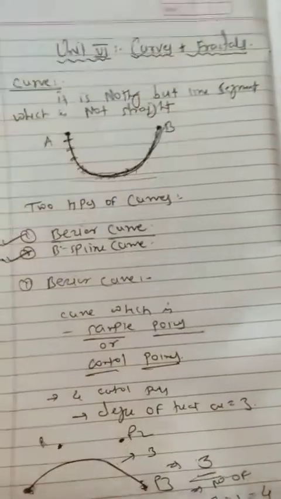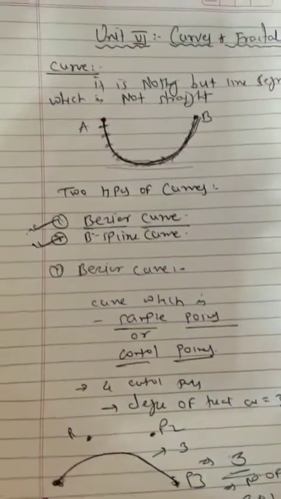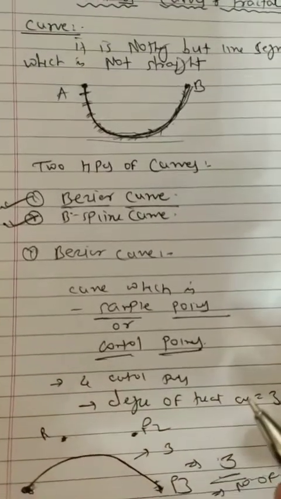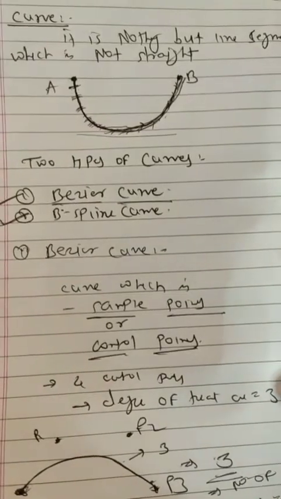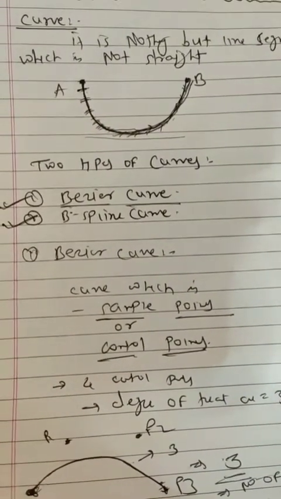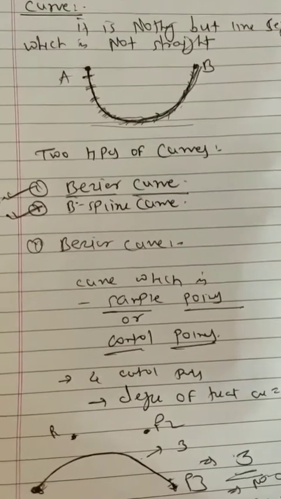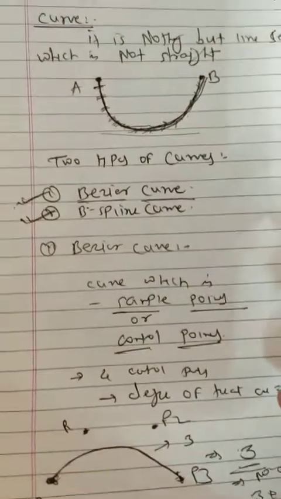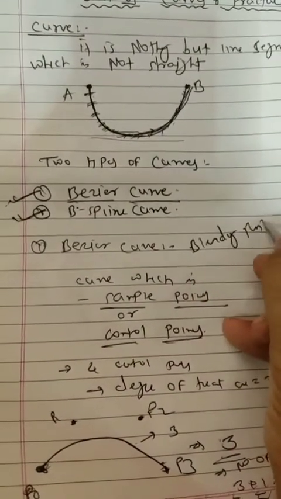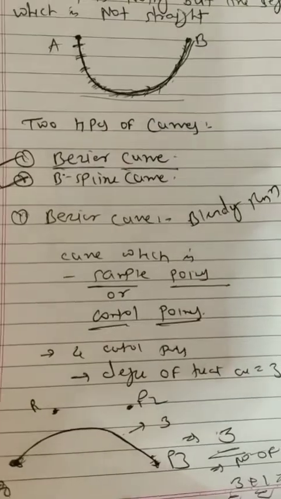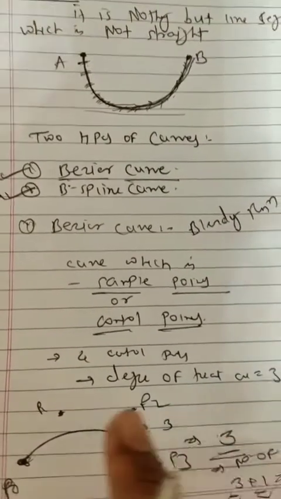Now what is meant by Bezier curve? A Bezier curve is nothing but one type of curve which is generated by using some sample points, means control points. With the help of these control points we will get one curve, and that curve we call a Bezier curve, and we generate this curve by using one of the blending functions. What is meant by blending function we will study later on.